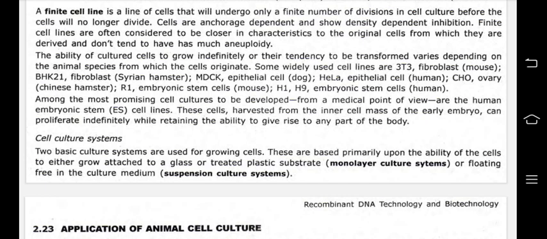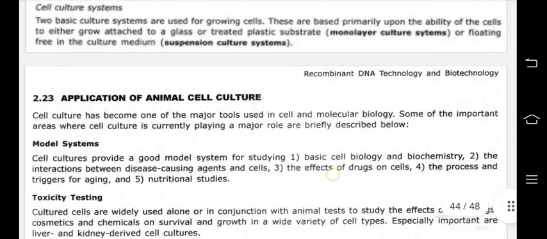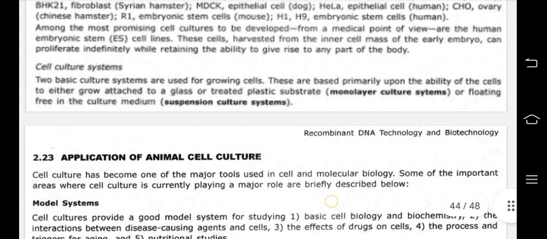H1 and H9 embryonic stem cells of human. Among the most promising cell cultures to be developed from a medical point of view are the human embryonic stem cell lines. These cells, harvested from the inner cell mass of the early embryo, can proliferate indefinitely while retaining the ability to give rise to any part of the body. Embryonic stem cell lines.